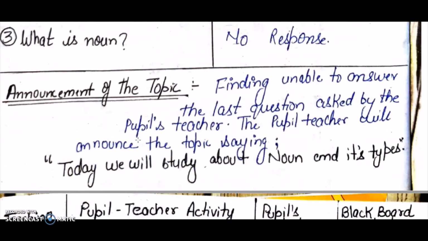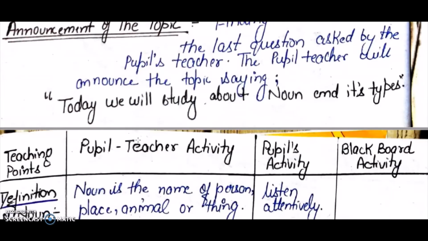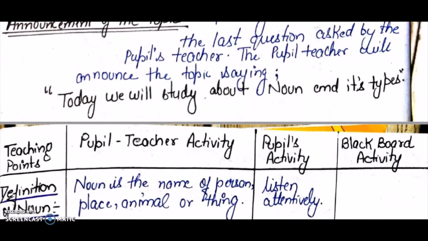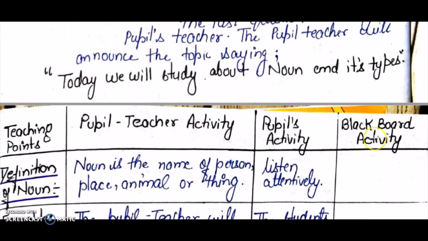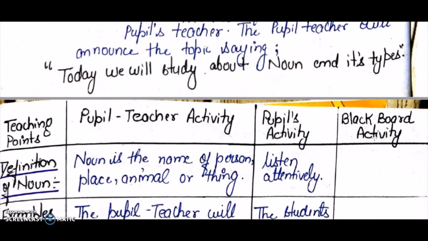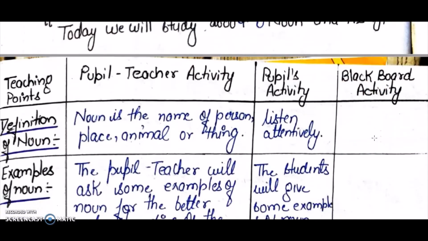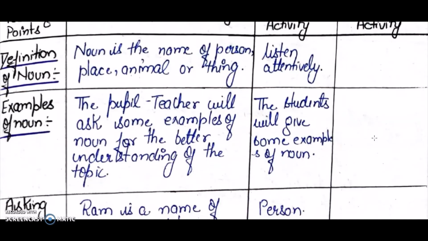While making the lesson plan, students, just remember that you have to show blackboard activity also. The teacher will write on the blackboard and students will copy that in their notebook. You have to show that also. So first point is definition of noun. The teacher will explain the definition of noun and students will listen carefully.